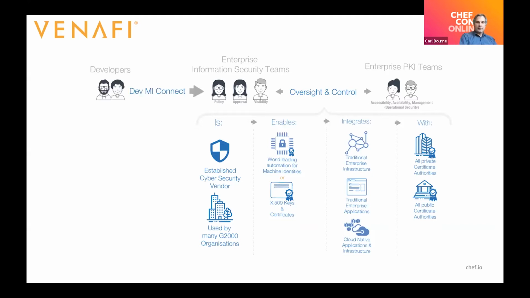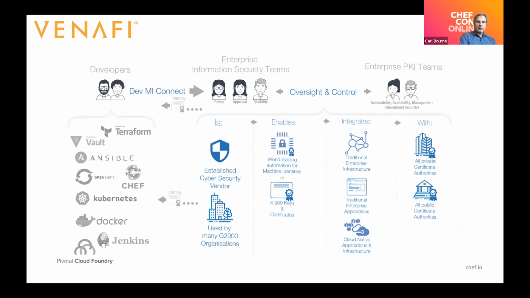So we have developers, they need machine identities too. What we have with the Venafi platform is the ability to integrate with pretty much all of the popular DevOps tools and technologies. So technologies like Terraform, HashiCorp Vault, Ansible, but more importantly today, and the purpose of this presentation, is Chef integration, which is fairly new.